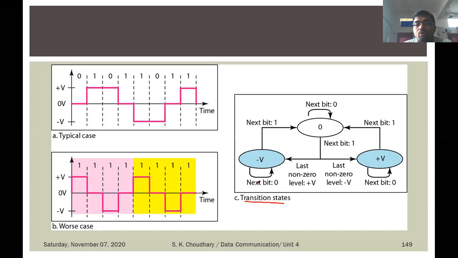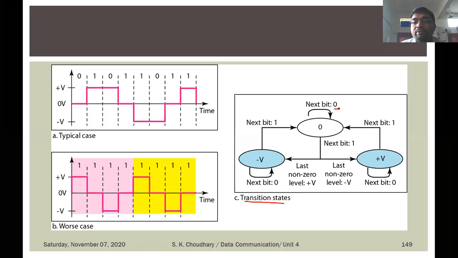So the first rule is that if the next bit is 0, then there is no transition. There are three levels I have shown, one is 0, another is minus B, and the last one is plus B. Either you are presently at 0 level or minus B or plus B, but if the next bit is 0, you remain in the same state. This is the first condition.